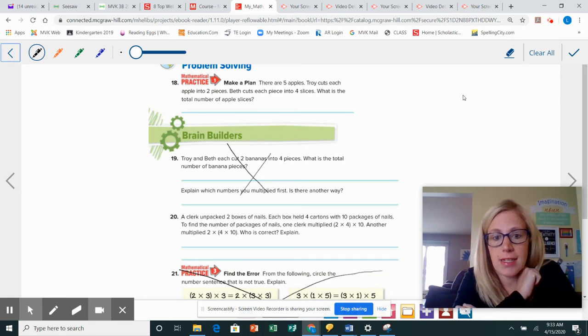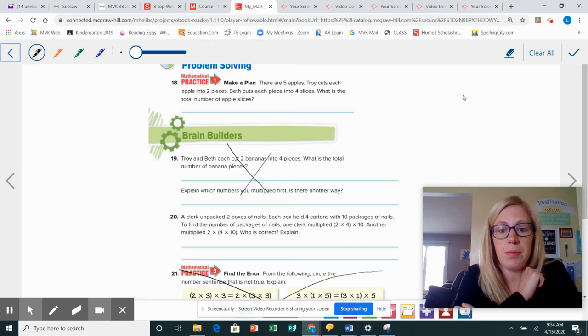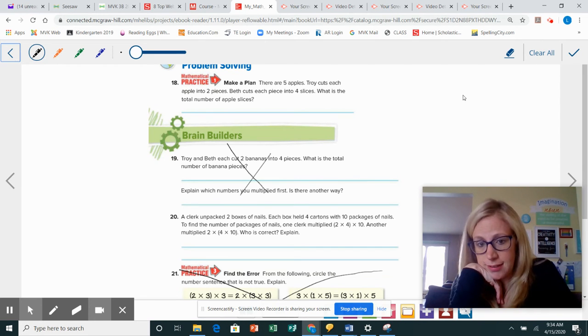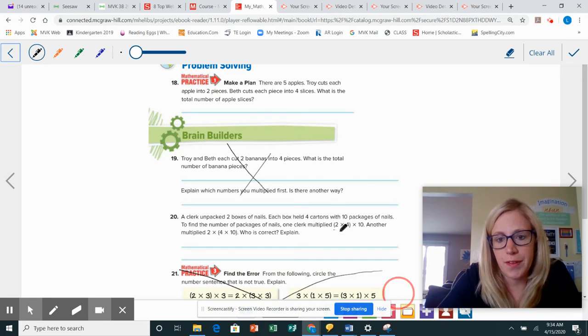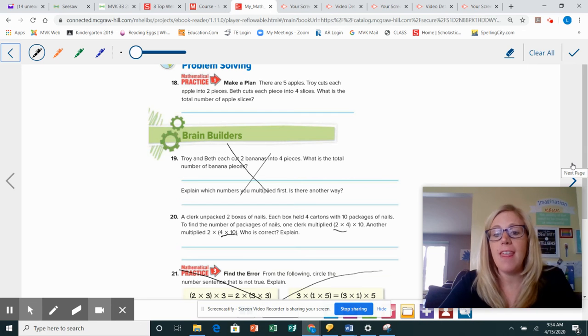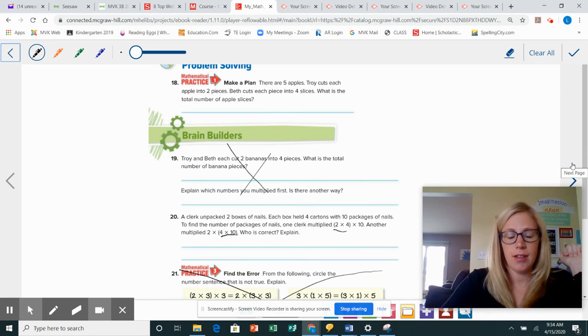A clerk unpacked 2 boxes of nails. Each box held 4 cartons with 10 packages of nails. To find the number of packages of nails, one clerk multiplied (2 times 4) times 10. Another multiplied 2 times (4 times 10). It was correct. Okay, look at those parentheses. So this person did 2 times 4 first. This person did 4 times 10 first. Okay, doesn't matter. Okay, then once you complete these, check the answer key.